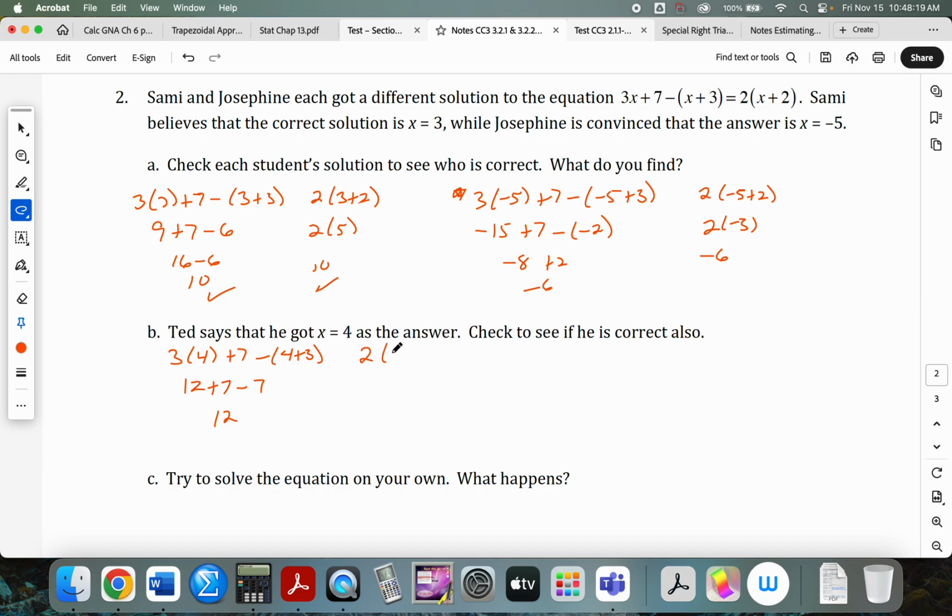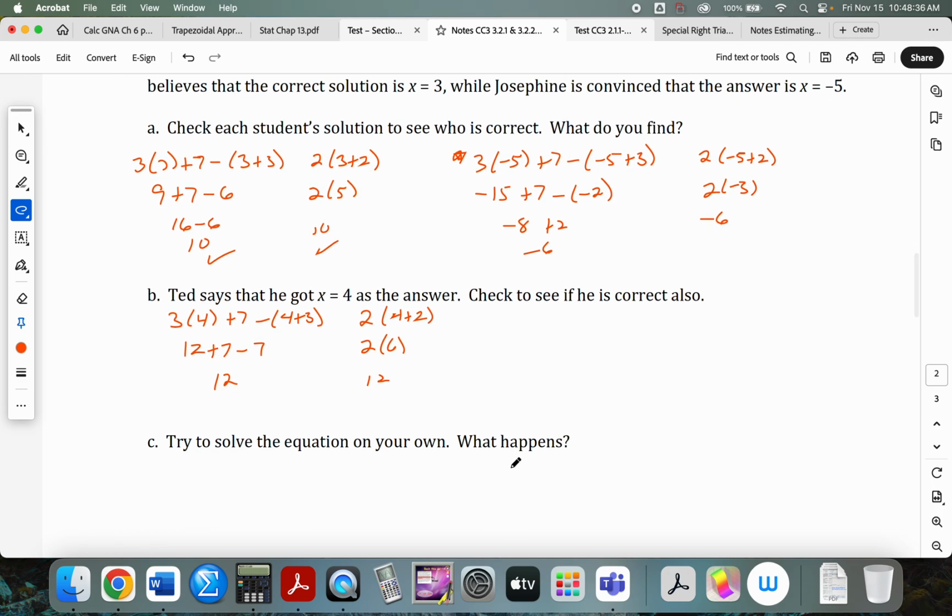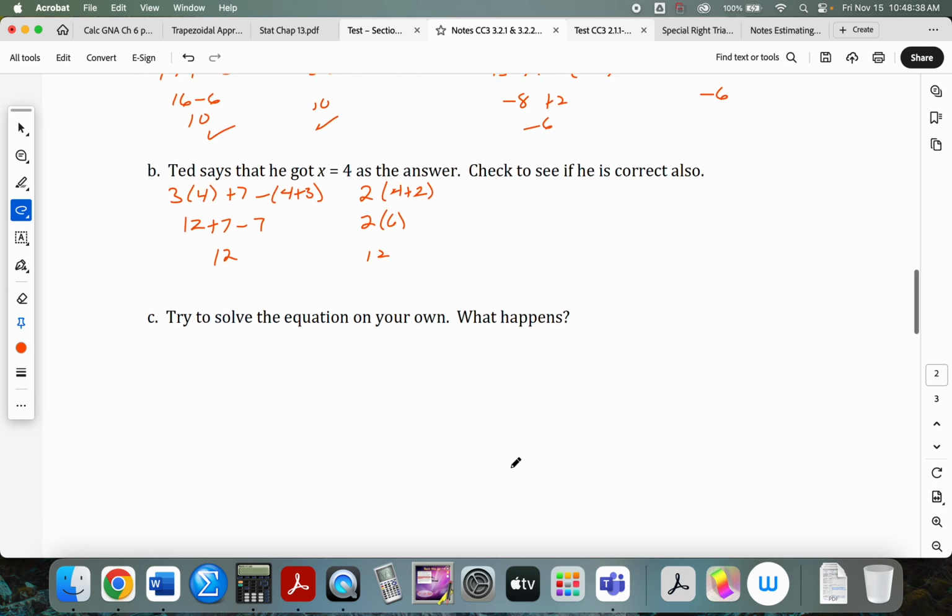And so it's 2 times 4 plus 2. So that's 2 times 6 is 12. It's correct. Disbeliever. No, I did 2 times 4 plus 4 instead of 2 times 4. Gotcha. 16 on the first one.